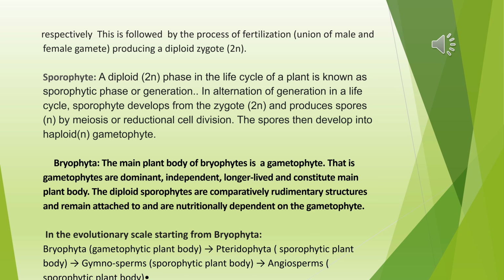This is followed by the process of fertilization, that is, union of male and female gametes producing a diploid zygote, 2n. Now sporophyte. A diploid 2n phase in the life cycle of a plant is known as the sporophytic phase or sporophytic generation. In alternation of generations, the sporophyte develops from the zygote, 2n, and produces spores by meiosis or reductional cell division. The spores then develop into a haploid n gametophyte.